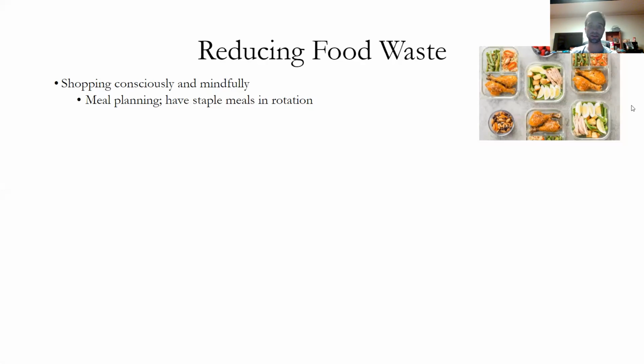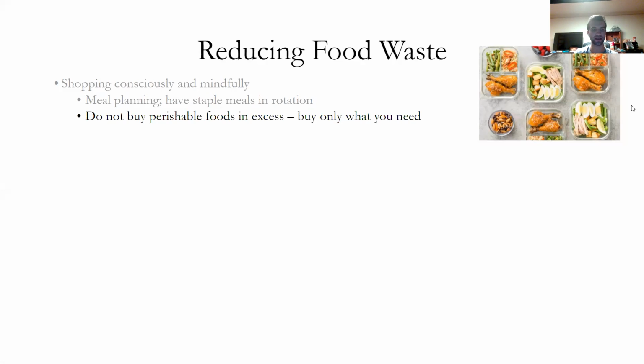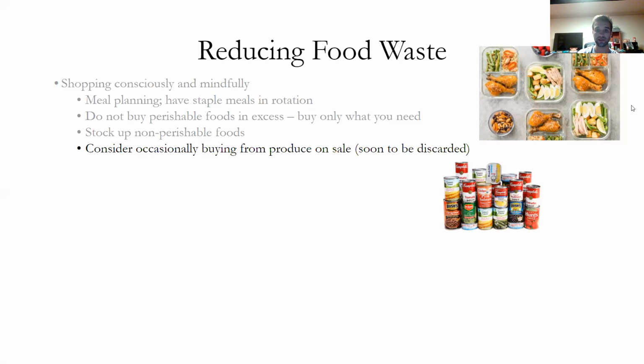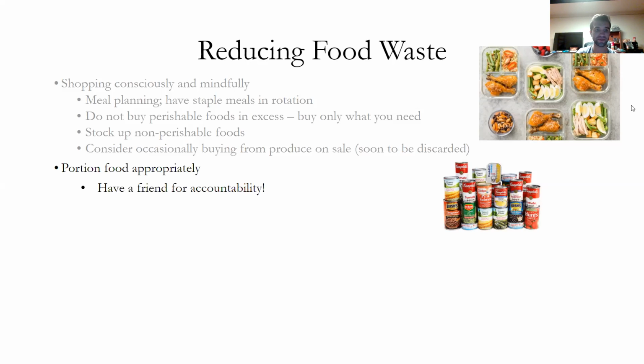So anyways, here's some solutions to reducing food waste. Start shopping consciously and mindfully: meal plan, have staple meals in rotation, and if you know how much you can eat, plan around that. Don't buy perishable foods in excess. Try to buy only what you need. And stock up on non-perishable foods. A lot of times people don't get canned food just because they think canned food doesn't taste as good. I can tell you right now that it really does. Also, try buying produce on sale because that is most likely to be discarded. And like I said earlier, the expiration date isn't actually the real expiration date, so they will probably last longer than you think.